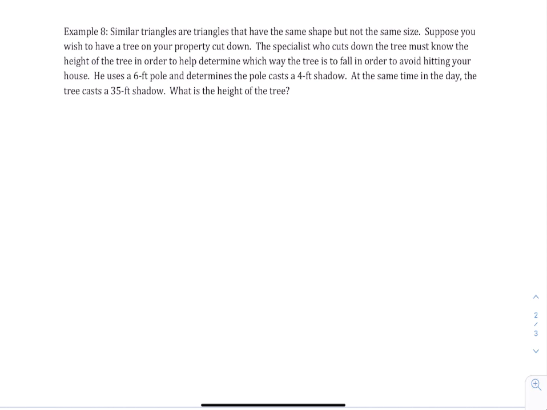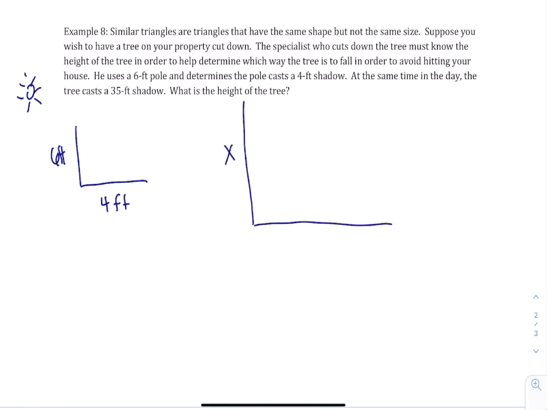So an example here is if you were trying to cut down a tree on your property, you would need to know the height of that tree so that you could safely cut it down and not hit your house. So here we have a 6-foot pole and we see that it's creating a 4-foot shadow. So that ratio, because the sun is going to be at the same angle at the same time of day, we can set this up with this unknown height of tree, x, with a measurable shadow.